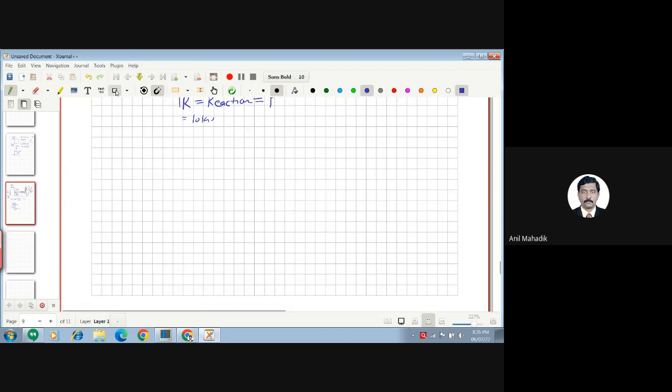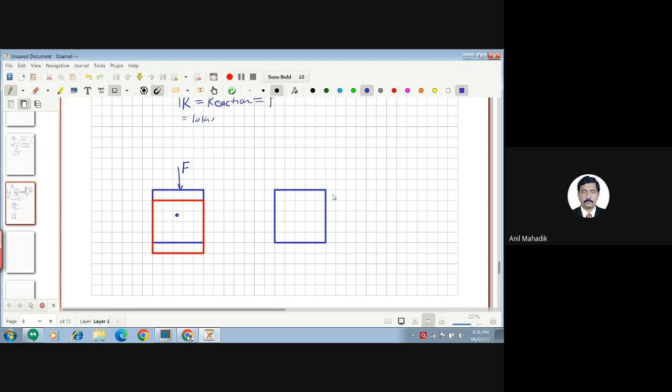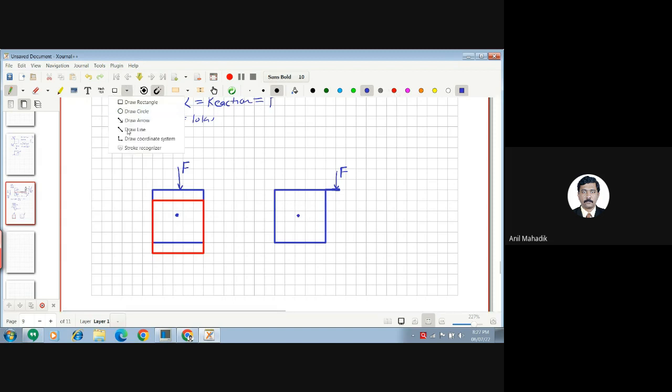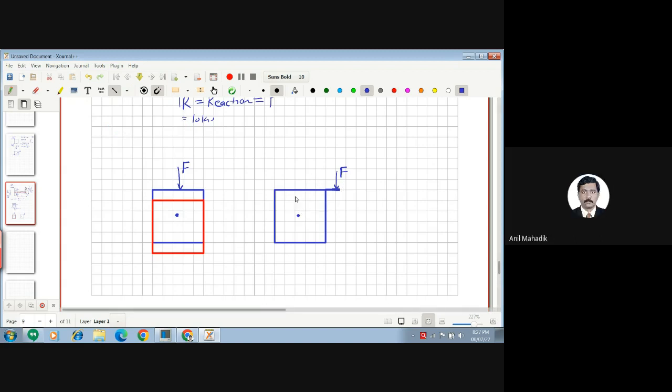Let's take one more example. If this is an object and this is its center point, and you apply this force, it will try to translate in the vertical direction like this. Now I have put one rod over here, and I am putting a force here. What will happen to this object? It will rotate.